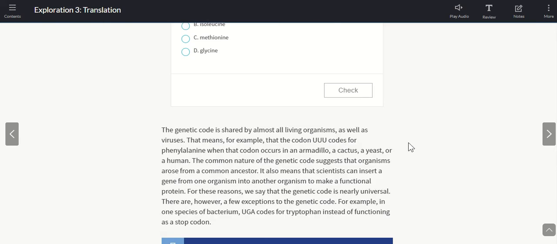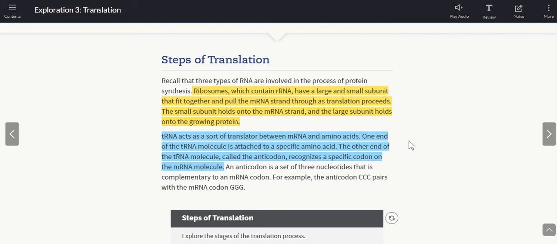All right, let's look at how this gets built. Here are the steps of translation. Now, as we said before, once the messenger RNA leaves the nucleus, it is attached to by a ribosome. Now, ribosomes actually have what they call a large and a small subunit. In other words, kind of like two parts of a clamp. The large part of the clamp is going to hold on to the protein as it gets built. The smaller part of the clamp is going to hold on to the messenger RNA as it gets read.